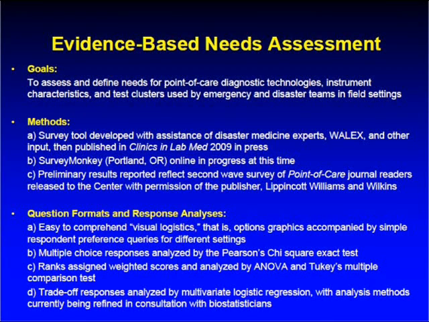To accomplish this, we used an online survey tool, SurveyMonkey, to survey the readership of the point-of-care journal. Survey questions include visual logistics for easy-to-comprehend questions, multiple-choice questions analyzed by Pearson's chi-square exact tests, ranking questions analyzed by ANOVA and Tukey's multiple comparison tests, and trade-off responses analyzed by multivariate logistic regression.